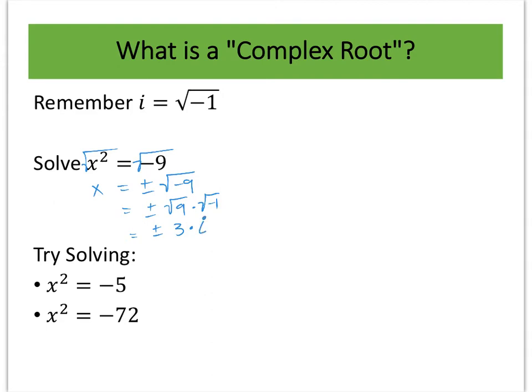So the answer to this problem is going to be positive or negative. There are two answers here: positive 3i and negative 3i. So there, you get two answers. Go ahead and pause the video and try solving these problems down below. Particularly with the second one, I want you to simplify it using your rules for simplifying radicals.